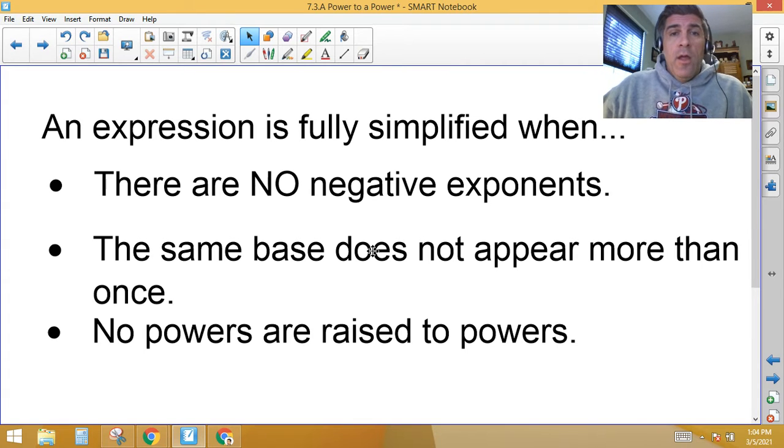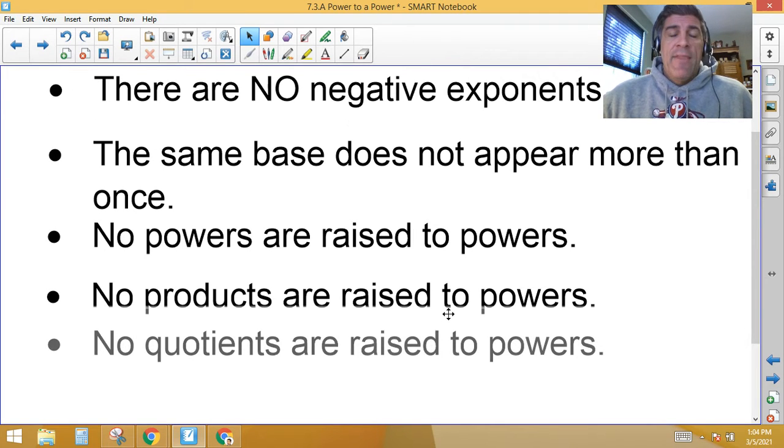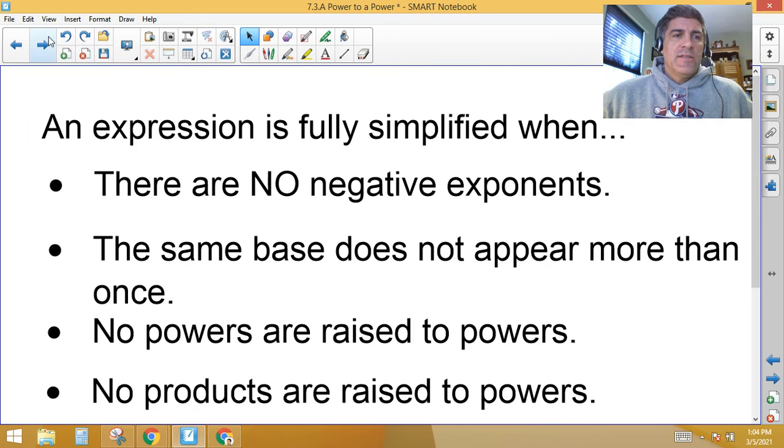Then the next one, there's no products raised to powers. I'll get to that one in the next lesson. And the last one, there's no quotients raised to powers. So we can't have anything pretty much raised to any powers. So briefly, let's take a look.